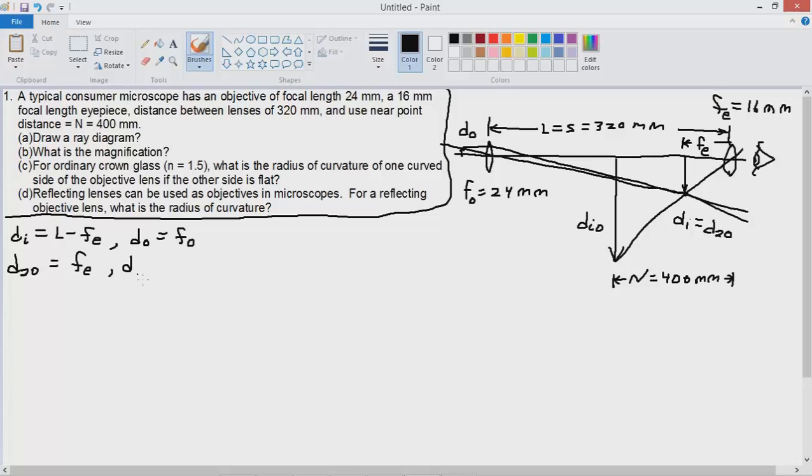I should have said D2I. That's the convention I'm using. This is the first image. This is the second image, the image formed by the eyepiece. D2I is going to equal N, 400 millimeters. So we can get our magnification formulas.